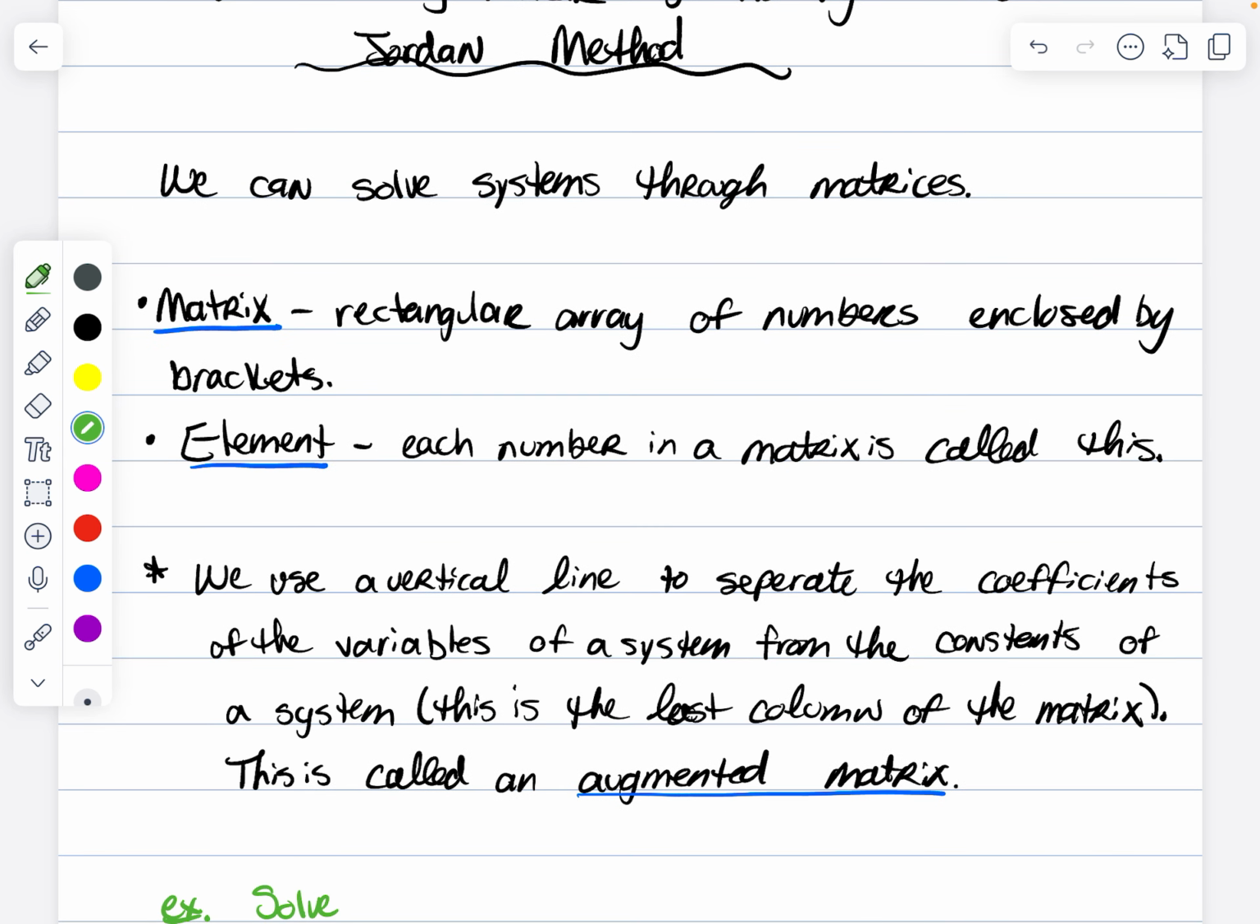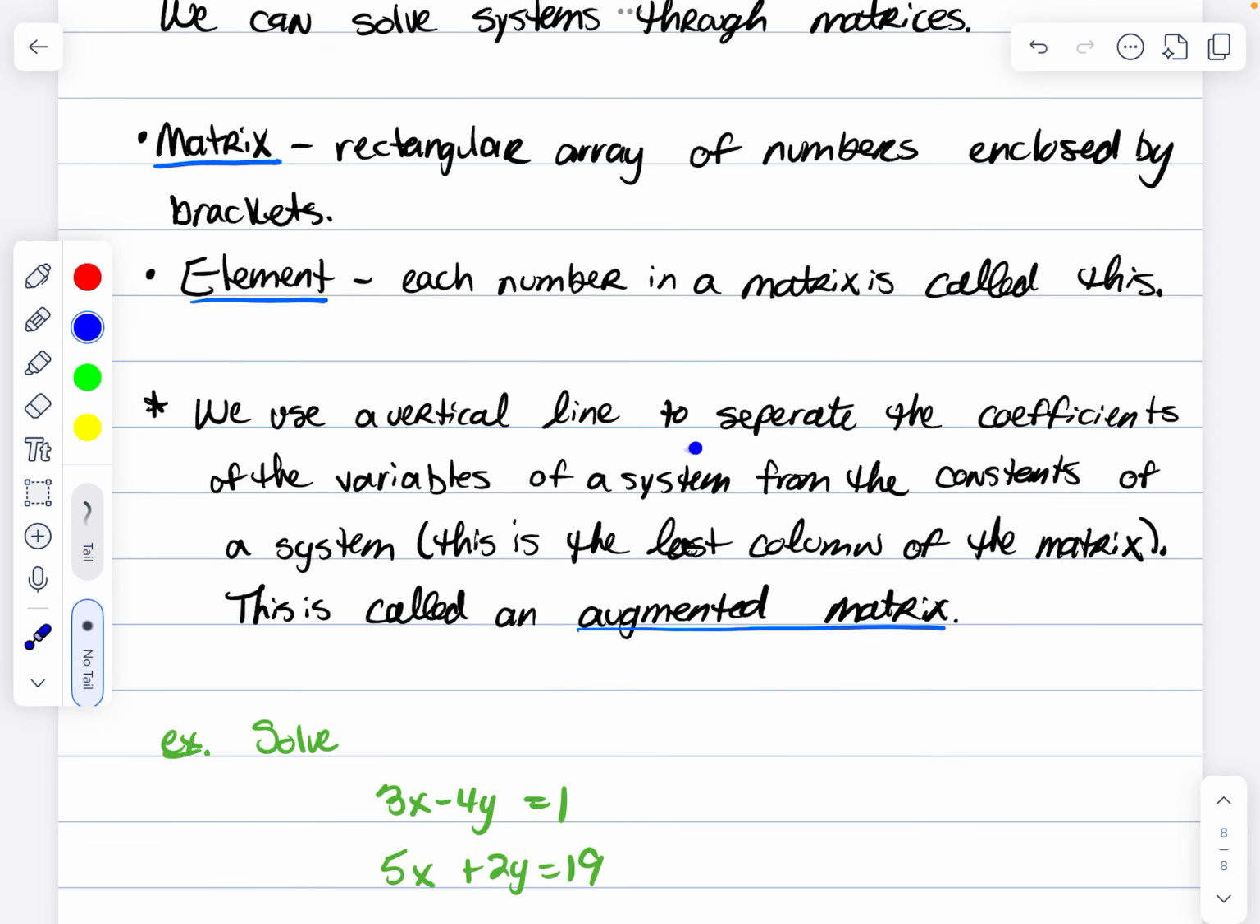Note that a matrix is just a rectangular array of numbers enclosed by brackets. Each number inside of the matrix is called an element, so we say the elements of a matrix. Also, we use a vertical line to separate the coefficients of the variables of a system from the constants of a system. This is the last column of the matrix, and it's called an augmented matrix.